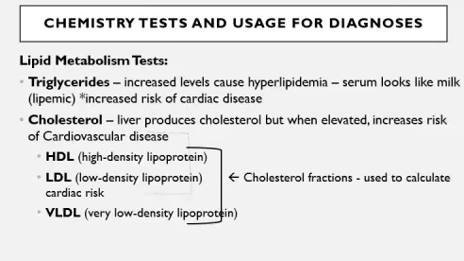Cholesterol is another factor that we look at for increased risk of cardiovascular disease. The liver produces cholesterol, but when it's elevated, of course, it can increase your risk factors. We talked on a previous slide about the difference between your good cholesterol and your bad cholesterol. Again, your good cholesterol, the one that we want to be high, is your HDL, or high density lipoprotein. And then your bad cholesterol is your LDL, or low density lipoprotein.